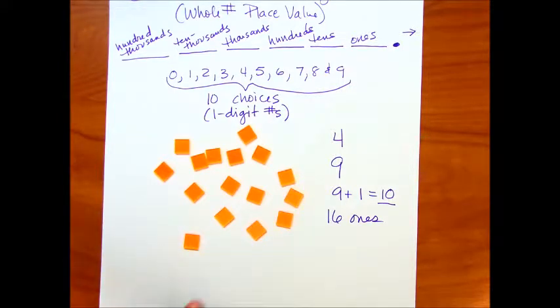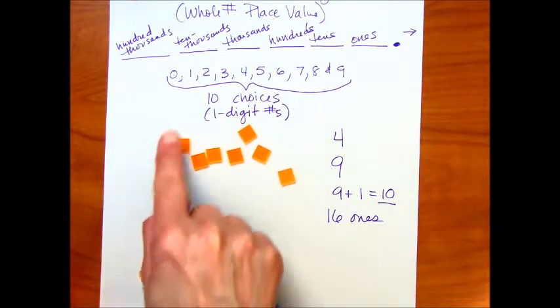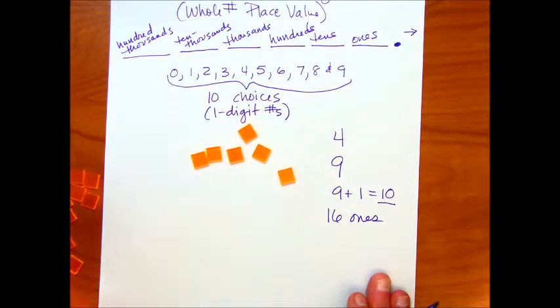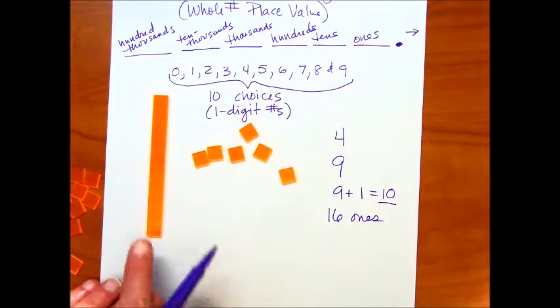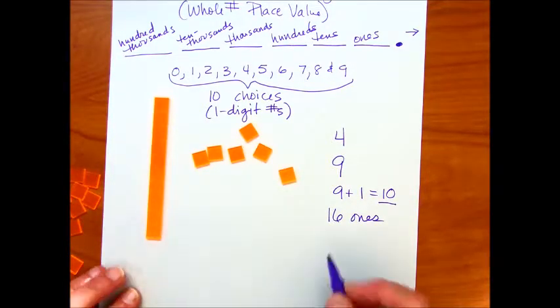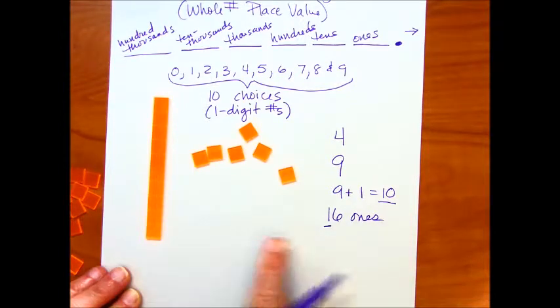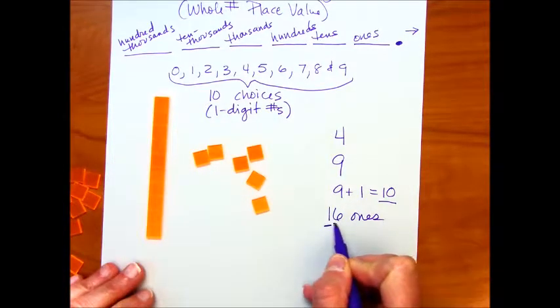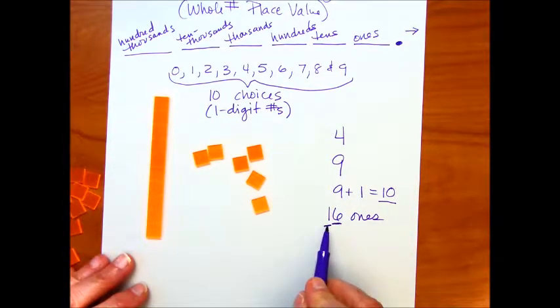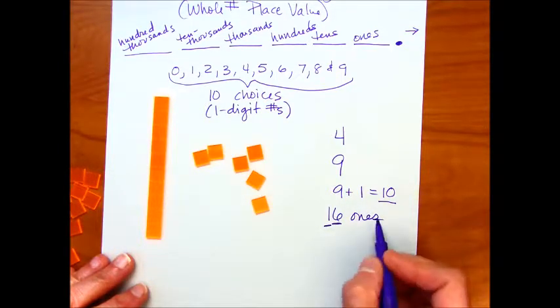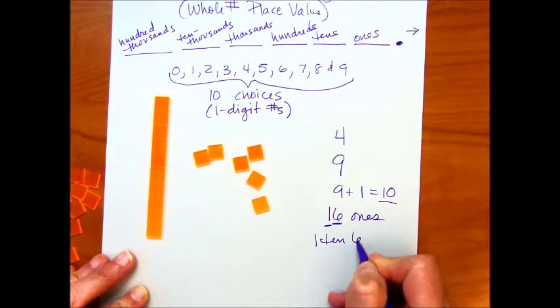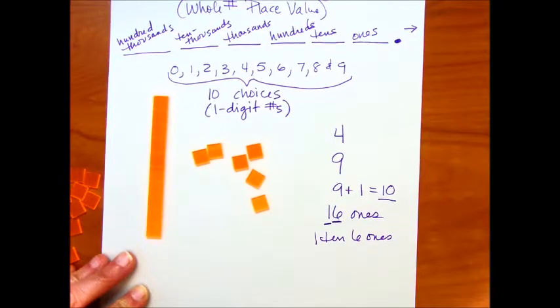So I need to trade out the 10. So 1, 2, 3, 4, 5, 6, 7, 8, 9, 10. And I'm going to take that 10 and trade it with a rod, which represents 10. But notice this means I only have 1 ten, and what's left are my ones. And I have 1, 2, 3, 4, 5, 6. And this is where that 6 is represented. So I have 1 ten and 6 ones. So instead of saying 16 ones, I have 1 ten and 6 ones. Okay.